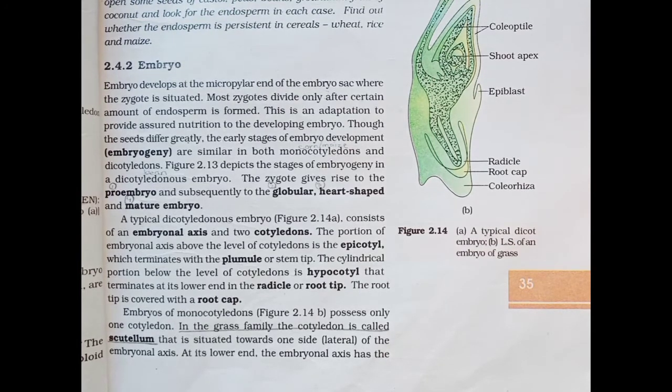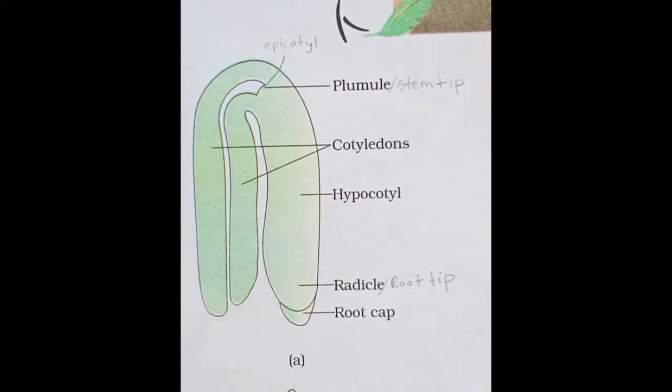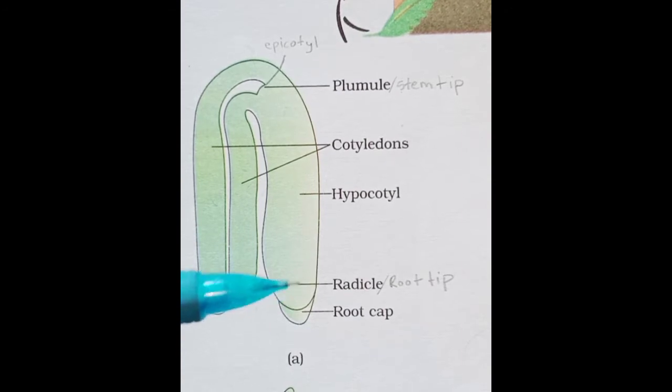So let's look at the figure. This is the epicotyl, the embryonal axis, and these two are the 2 cotyledons, and this is the hypocotyl, and the epicotyl and the plumule, they terminate each other. So epicotyl, and this is the plumule. The plumule is also known as the stem tip, and the radicle here is also called the root tip, and the root tip or the radicle is covered up with a root cap.